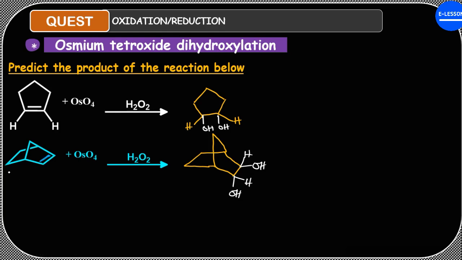Now this is a bicyclo compound. At this point in time, we should be working with bicyclo compounds and not just cyclic or straight chain compounds. That is why in most of this lecture I'm introducing bicyclic compounds. All right, so that is the product of this reaction.